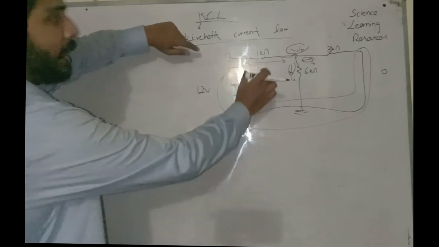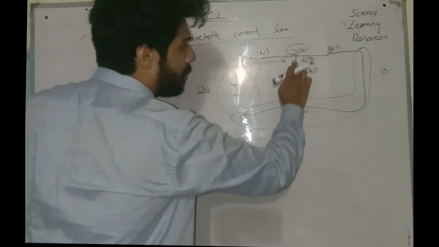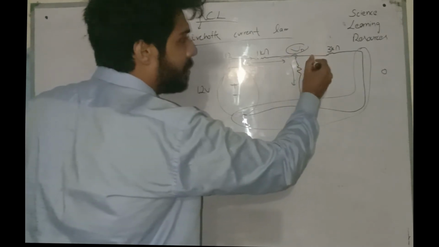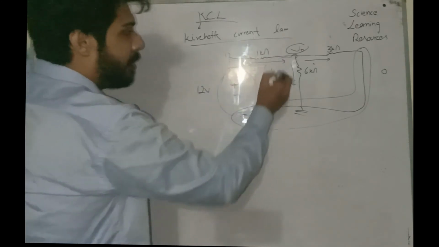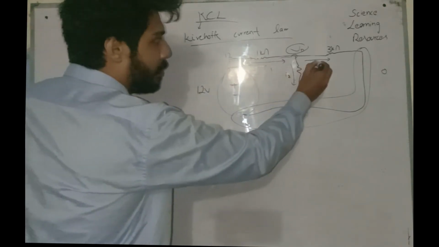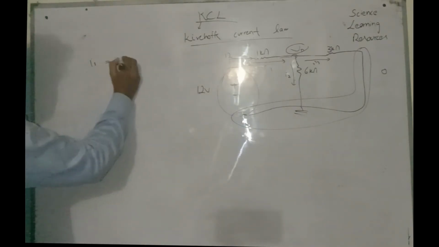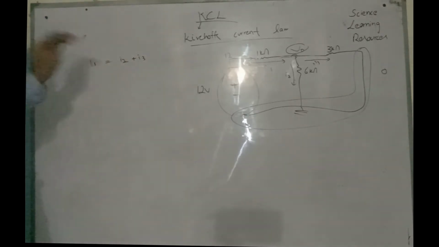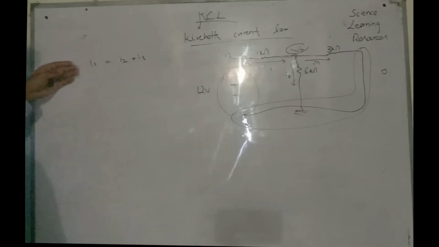Now I am calculating this current. This current is entering the node here, and this current is leaving, as well as this current. The current entering the node I name I1, and the other two I2 and I3. So I1 is entering the node and I2 plus I3 is leaving the node. The current entering the node goes on the left-hand side, and I write the current leaving the node on the right-hand side.